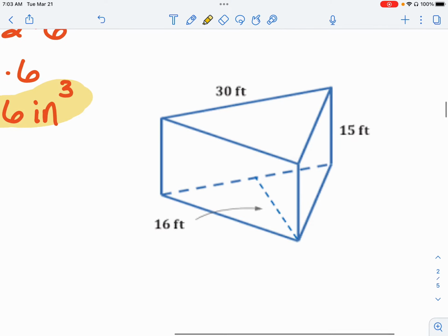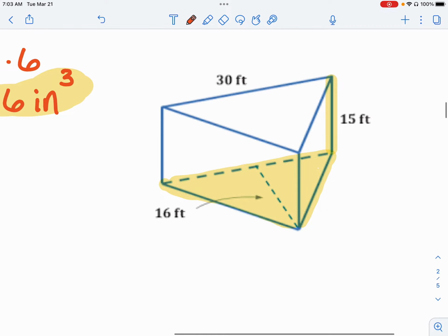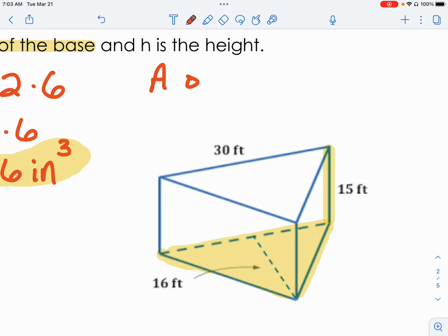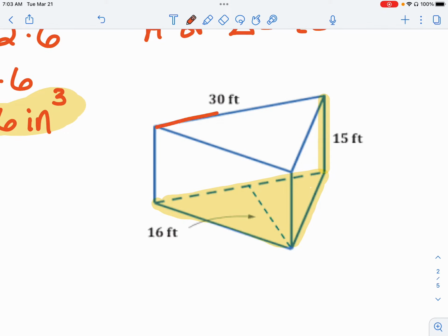So now we're given another prism here, and this is a triangle. So we want to find the area of this base first, and then we're going to multiply it by the height, which is 15. So recall, area of a triangle is 1/2 base times height. So my base, although it's not directly on that triangle, the dotted triangle, my base is still 30. So my base here is 30.